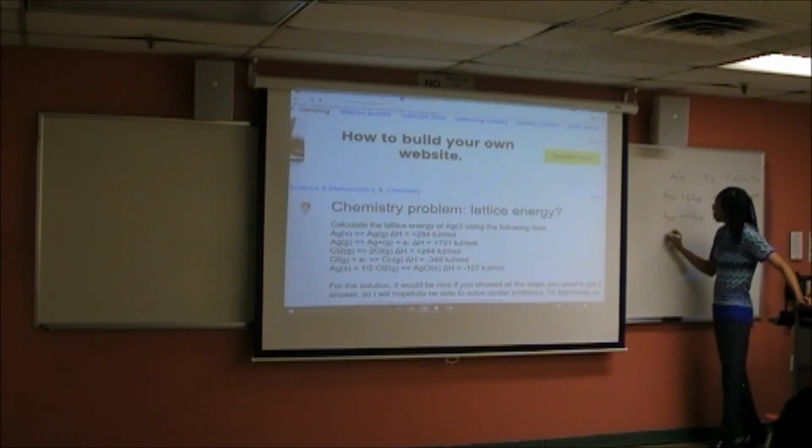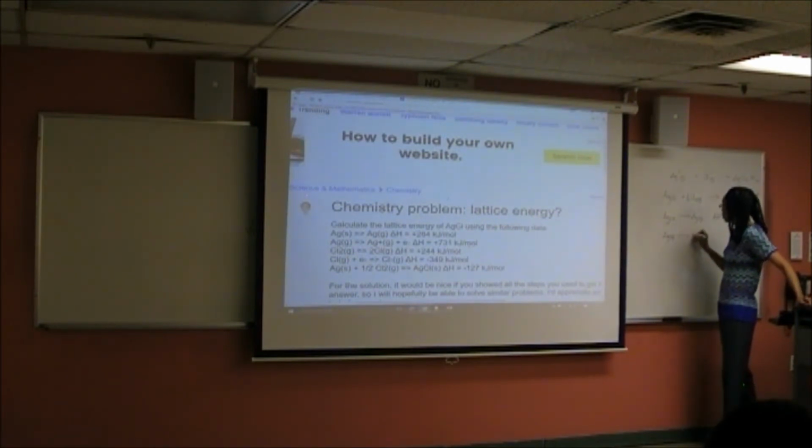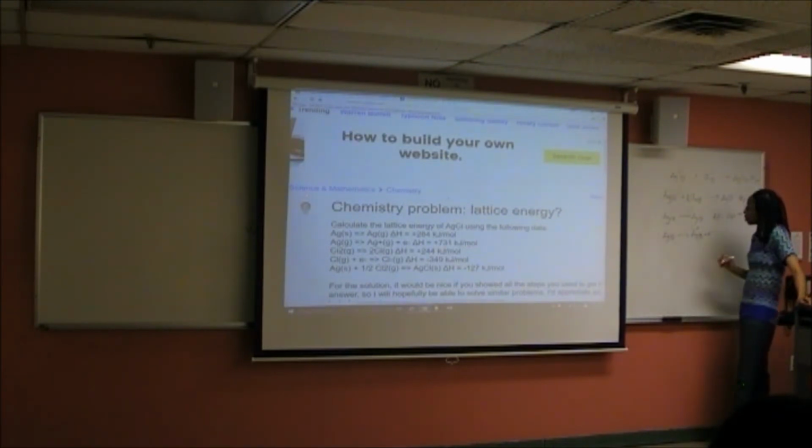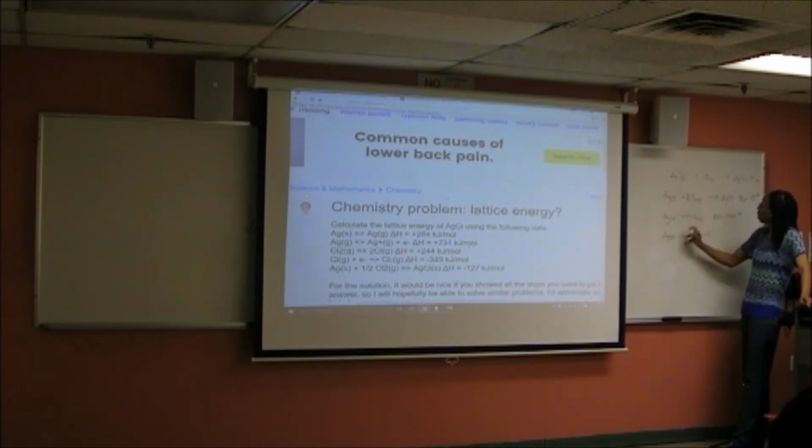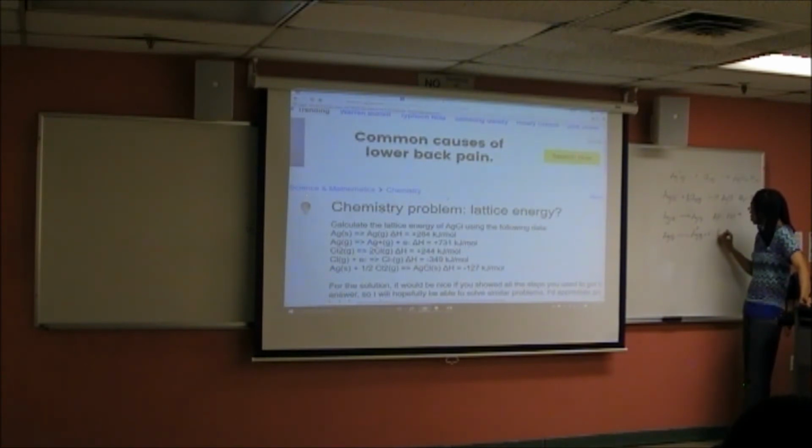What do you need to do to silver gas? Ionize it. There you go. Silver gas to silver plus. Wouldn't that make it a cation? Isn't it a cation? Yes, all cations have a positive charge. So Ag is plus. It should be plus.